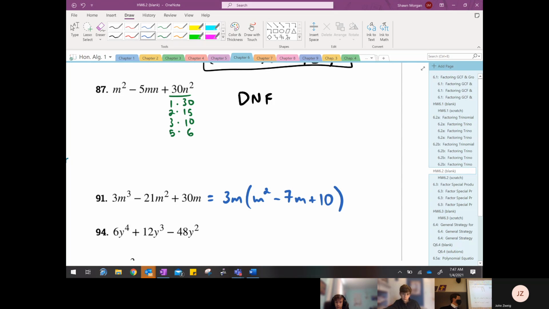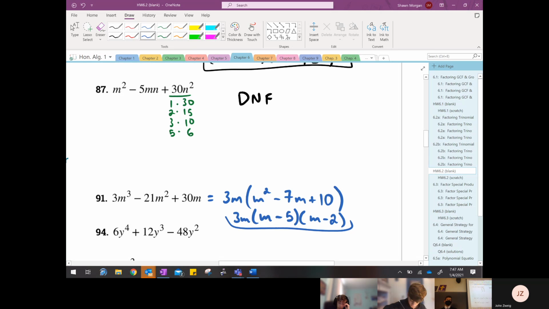Okay. So what are 2 factors of 10 that add up to -7? Yeah, 5 and 2, and we'll make them negative. So we're going to say 3m, and we got m minus 5 and m minus 2. And that's going to be our answer right there. And again, how would I check it? I'd FOIL and then distribute the 3m back in.